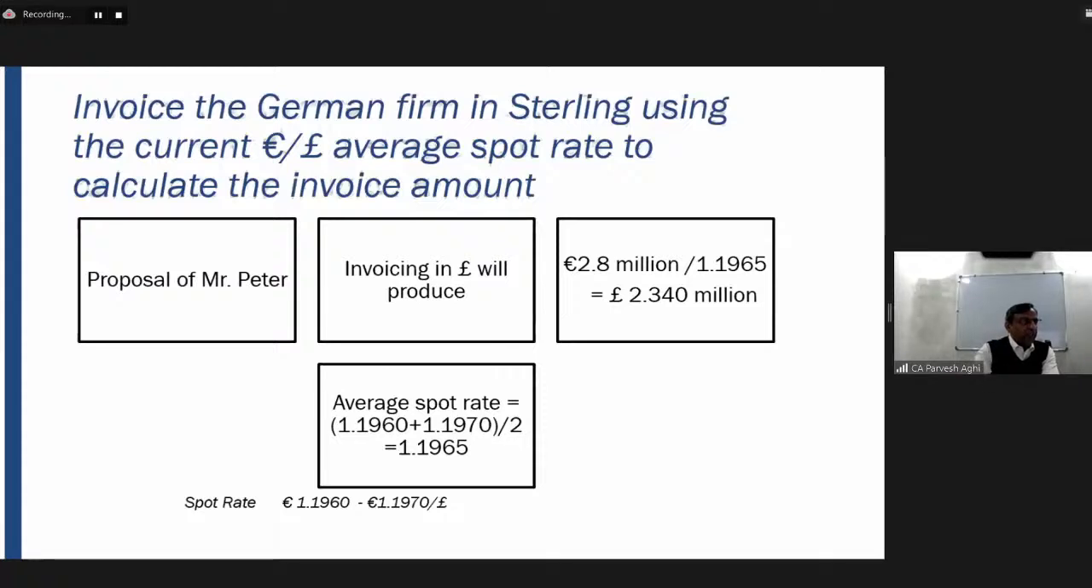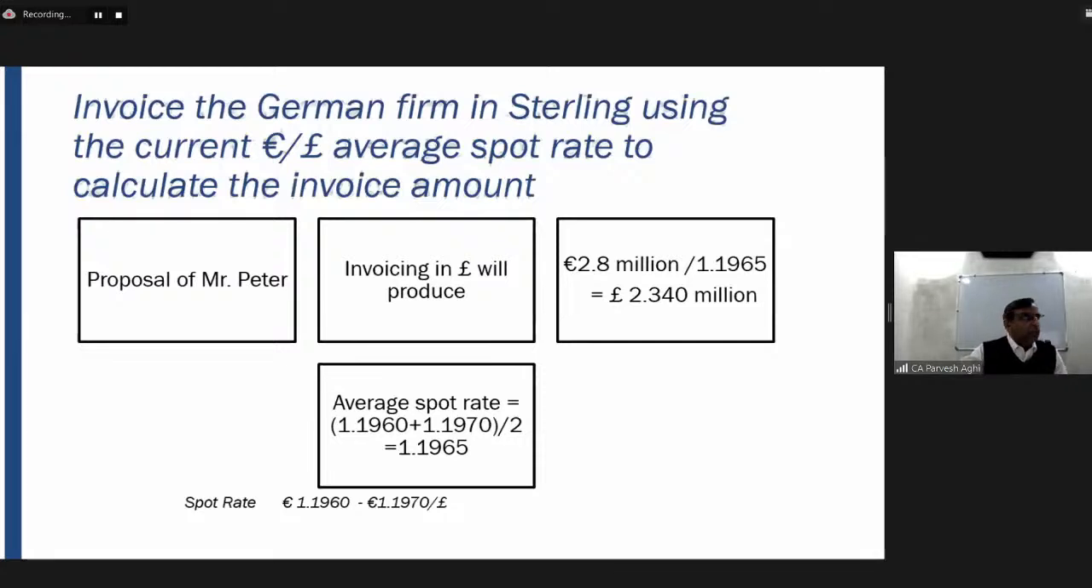So we can just divide 2.8 by 1.1965. We'll be dividing because it's a reverse quote, to calculate the million. If you use the calculator, 2.8 divided by 1.1965, we get 2.340. Okay, so this is in pound million. I hope you are following it. So this is what they will be getting if it is invoiced in pounds.